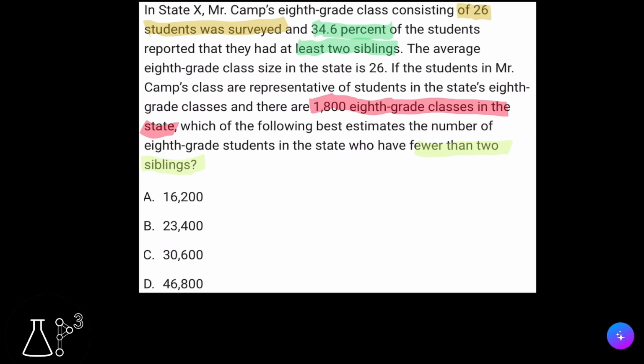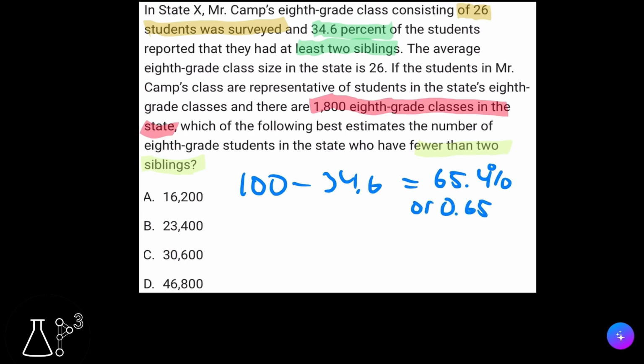Well, because I have 34.6% representing the amount of 8th graders that have at least 2 siblings, the rest of the percentages will represent the 8th graders that have fewer than 2 siblings. So I can just do 100 minus 34.6, and that's going to equal 65.4%, or if we convert it into a decimal, 0.654, and this is going to represent my percentage of 8th graders that have fewer than 2 siblings.